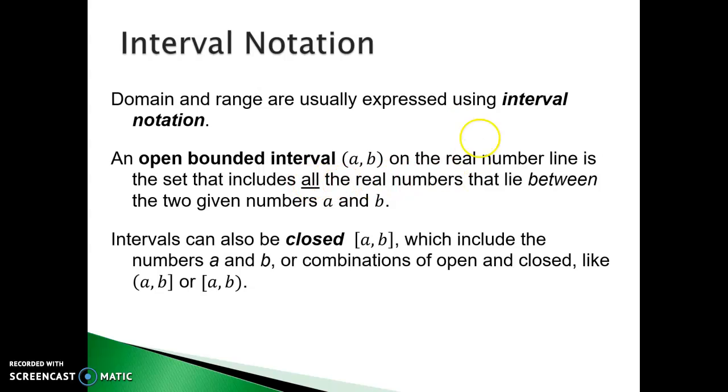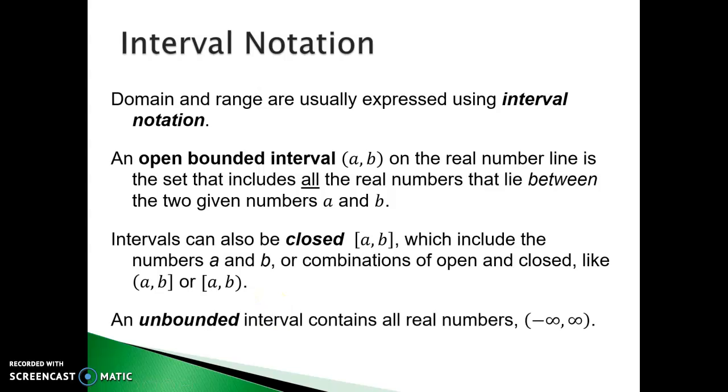So this is talking about starting at A, finishing at B, and including all the real numbers between A and B. You could also have combinations where you start with A, but A is not included, and go through B where B is included. Or you could start where A is included and go through B, but B itself is not included. So those are the different ways that we can write interval notation.